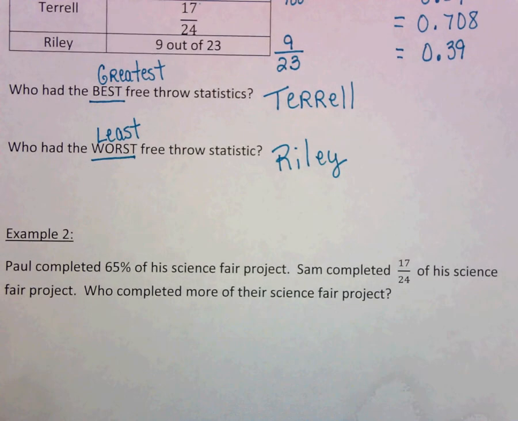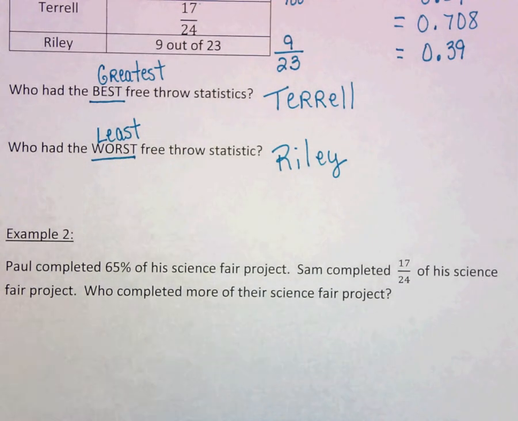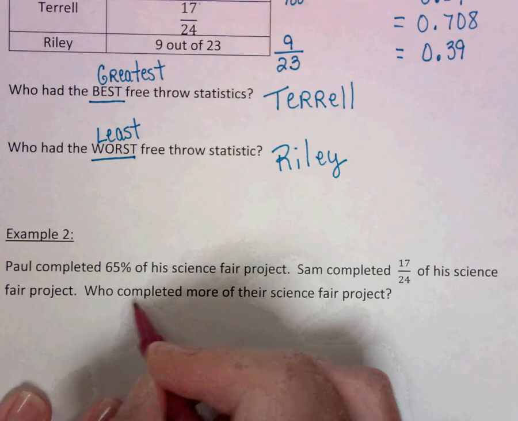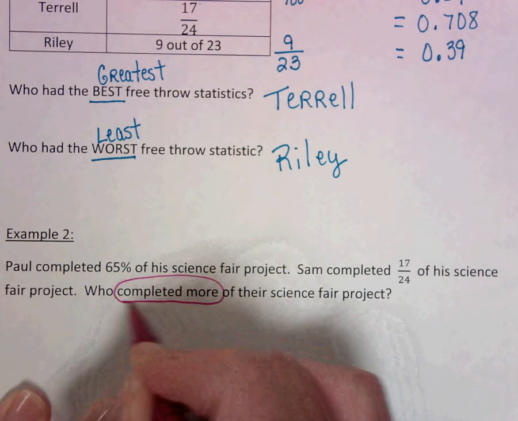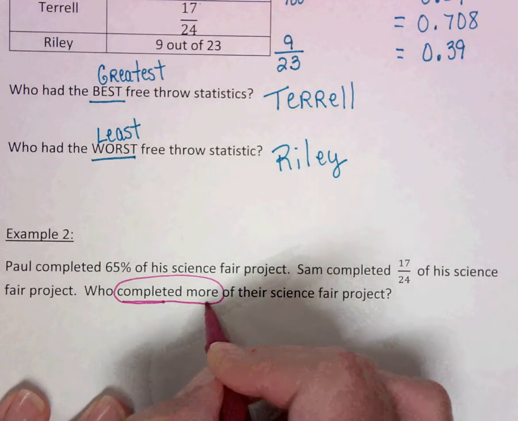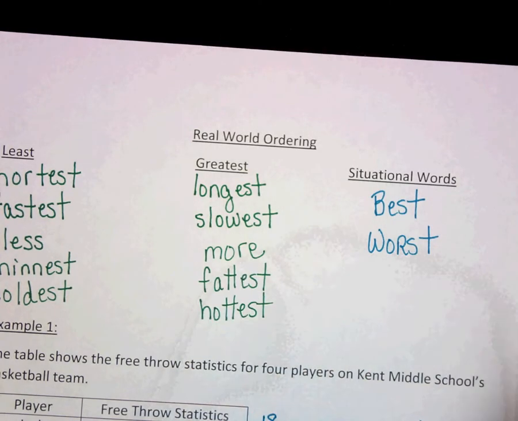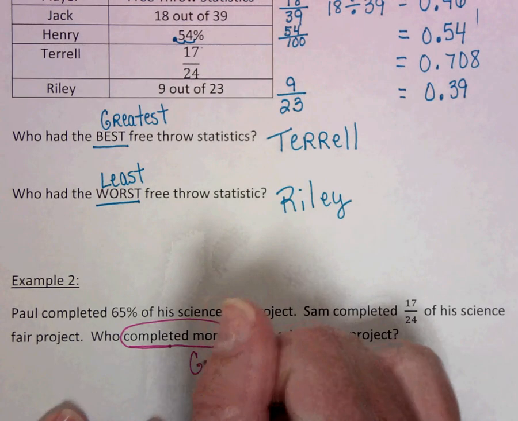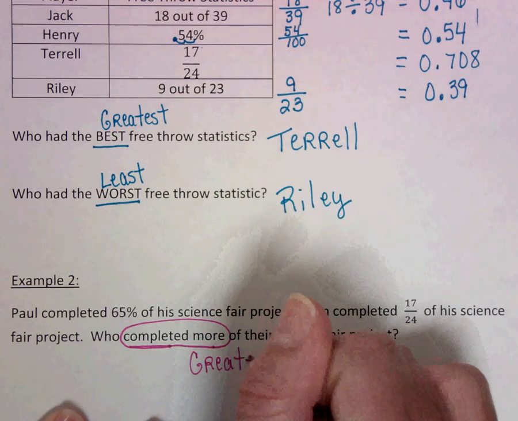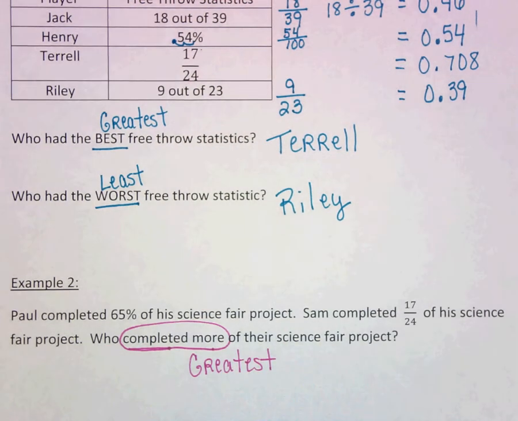Okay, this next one. Paul completed 65% of a science fair project. Sam completed 17/24 of a science fair project. Who completed more? So again, more, if we look back at our list, I hope that makes sense that more means the greatest. Okay, and as you see me circling things and underlining things, especially in word problems, I want you to be doing that too. That's really important to make sure that we don't miss what we're trying to find out.